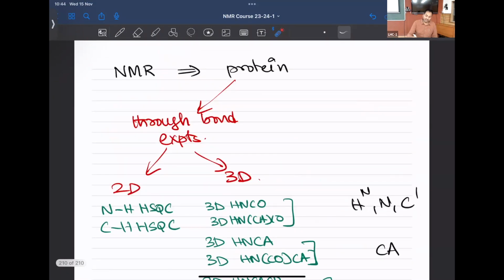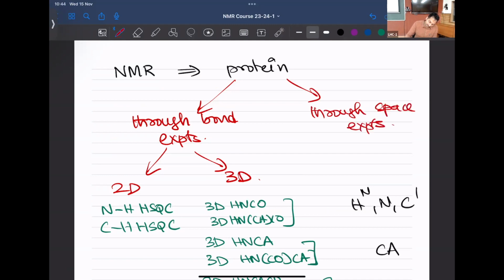But the crucial aspect is not just to get the assignment for the HSQC, but also to look at how the tertiary structure looks. So that one could get through space experiments.